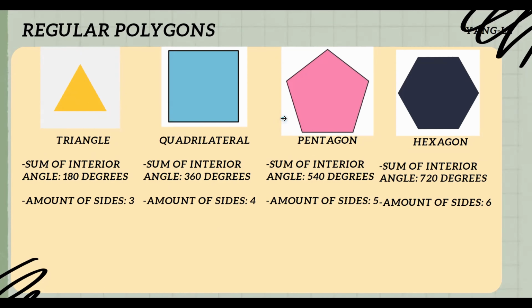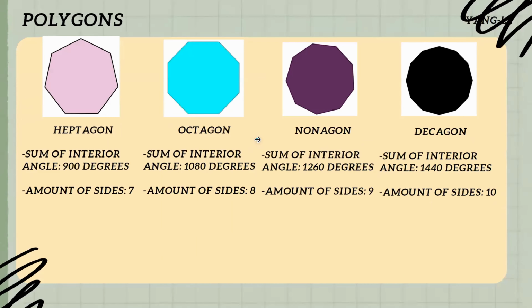An irregular polygon is a polygon which is asymmetrical, which means it doesn't have a line of symmetry. As you can see, these are all regular polygons because they have a line of symmetry.